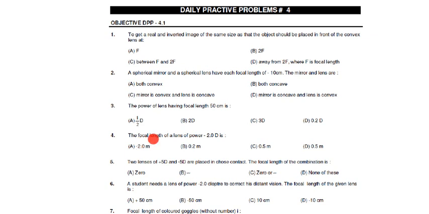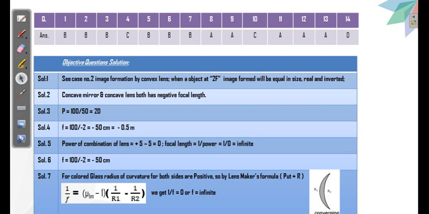The next question is the focal length of a lens of power minus 2 diopter. So it is minus 2 diopter. We know that the negative sign is for a concave lens, so it is a concave lens. Now power is given and we need to determine the focal length. Let's see here for question number 4. When determining the focal length, put 100 divided by power.